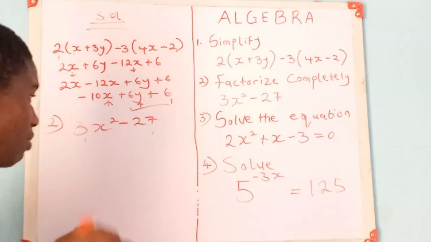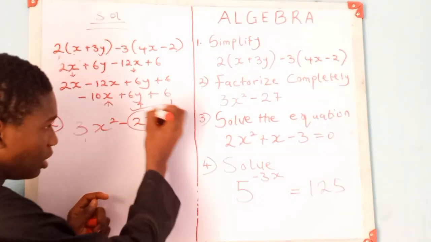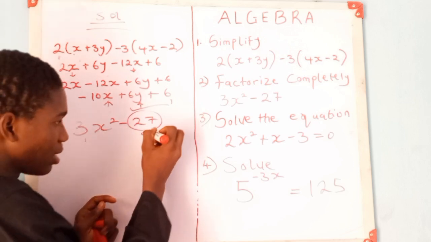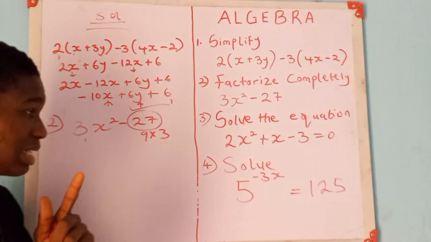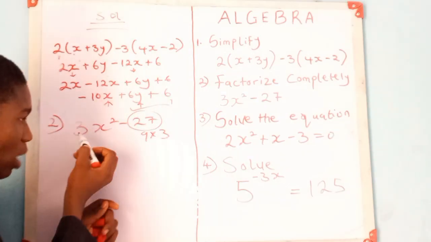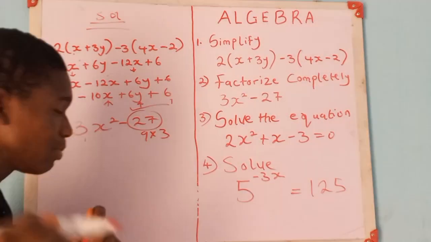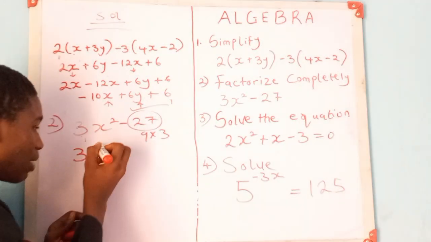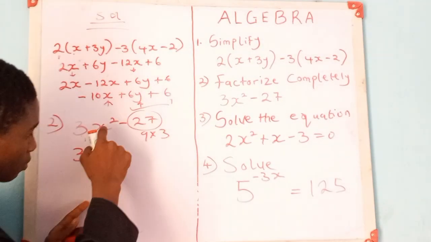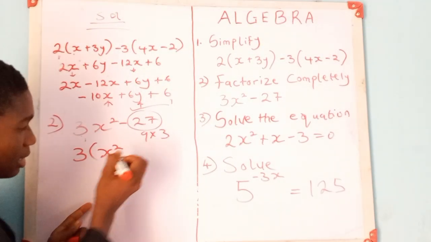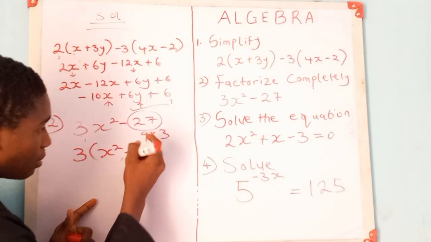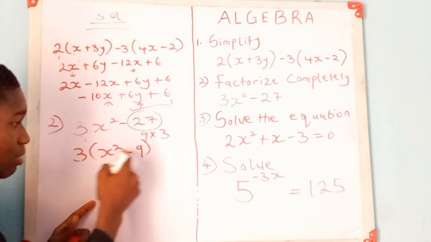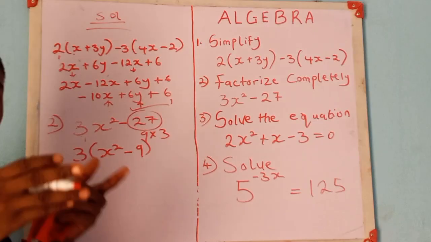The only thing I found similar is that if you look at this 27 here, you can say 9 times 3 and it's going to give you 27. So it simply means that 3 is common here, while 3 is common here. So at this point, I'm going to be having 3 outside the bracket. Then I'll put my x squared inside the bracket. Then I'm going to be having minus 9, because if I multiply this by this, I will still get my minus 27.